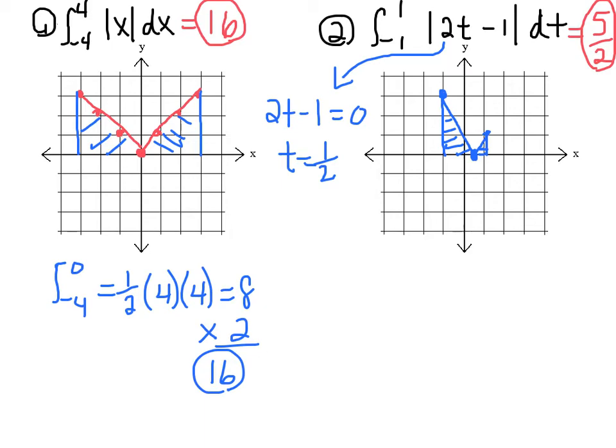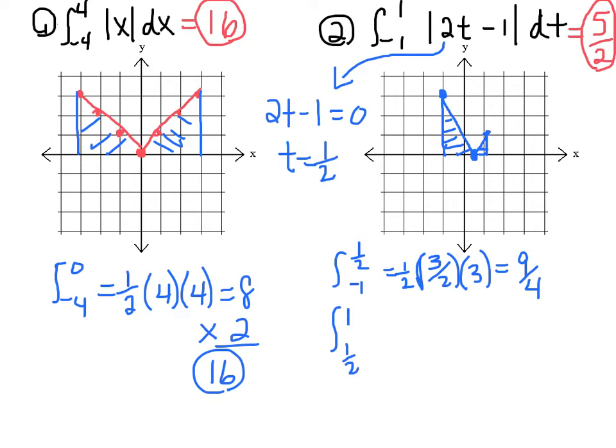Alrighty, so I'm going to start with finding the area from -1 to 1/2, and that will be 1/2 the base, which is 1.5, which I'm going to write as 3/2, and the height, which is 3. That ends up being 9/4. Then I'm going to take the area from 1/2 to 1, and I'm going to do 1/2 the base, which is just a teeny tiny 1/2, and the height, which is 1. So that ends up being 1/4.